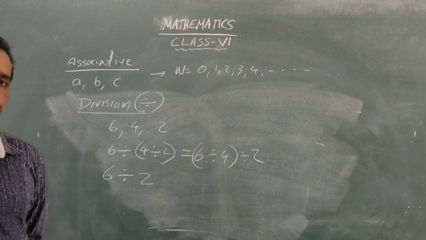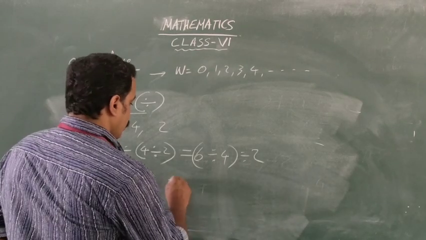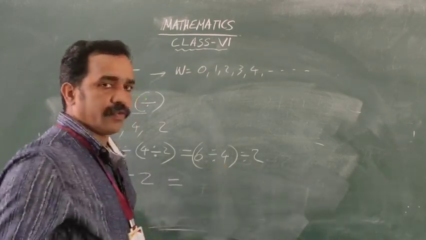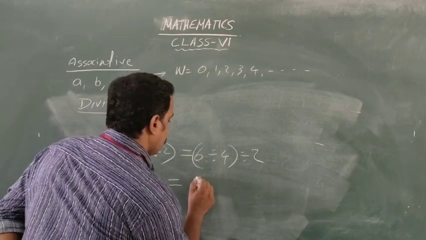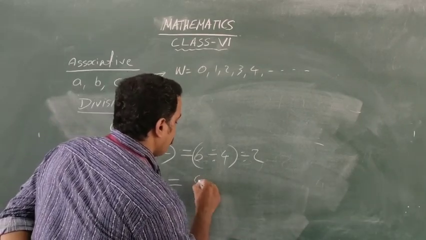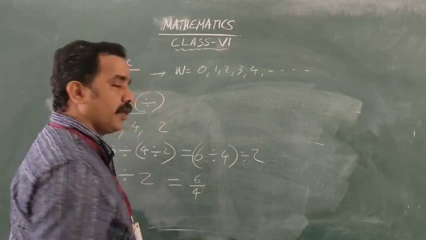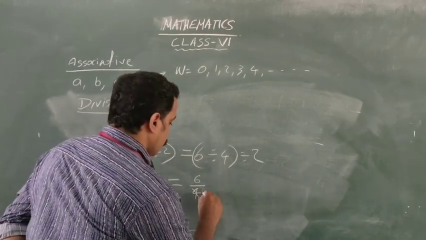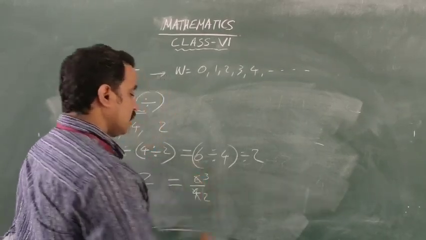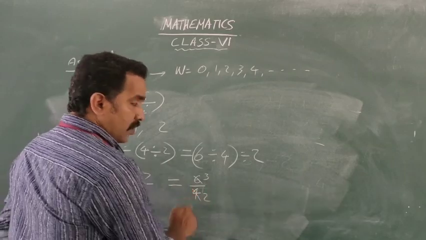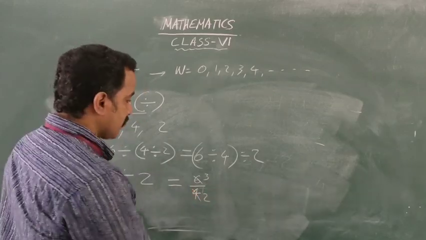4 divided by 2, quotient is 2. Is it equal to 6 divided by 4? Is it possible? When you divide 6 divided by 4, here 2 and here 3. Cancel the common factors.